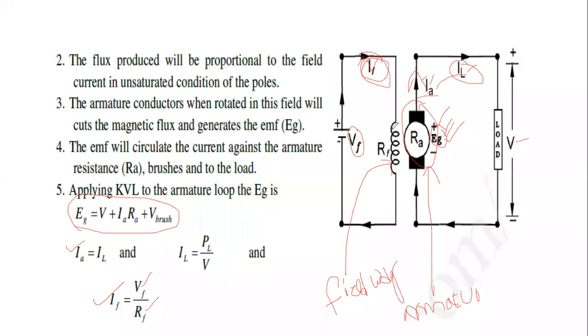Next, in this field winding the voltage is excited by a separate battery. That winding is excited by a separate voltage source, and so it is called a separately excited DC generator.